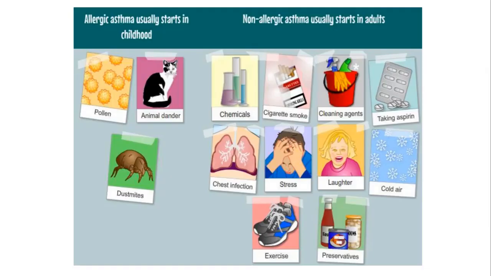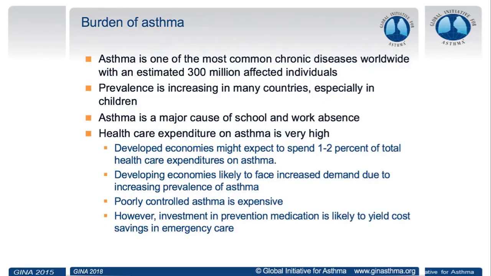To differentiate: allergic asthma usually starts in childhood and is triggered by pollens, animal dander, or dust mite. Non-allergic asthma is sometimes triggered by chemicals, cigarette smoking, people taking aspirin, cleaning agents, stress, laughter, or cold air, or sometimes exercise-induced asthma.